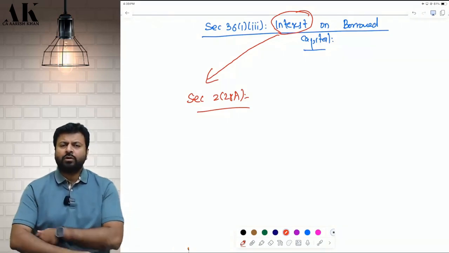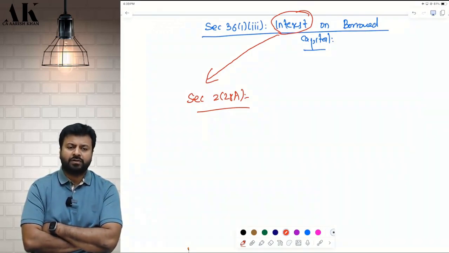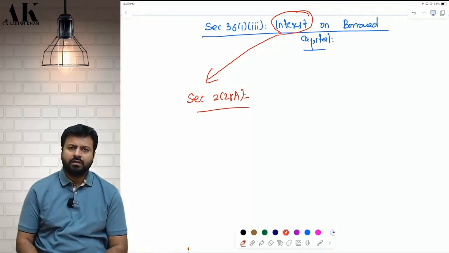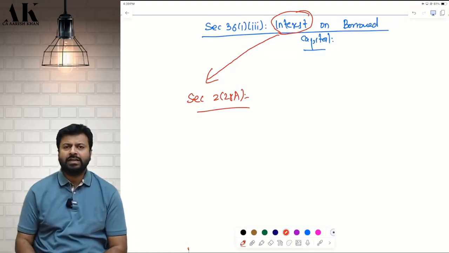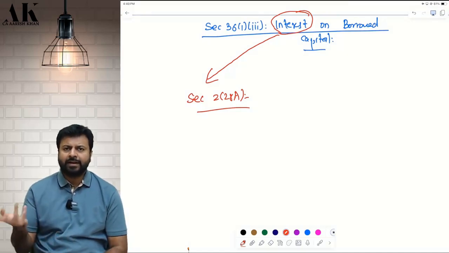Now coming back to my original discussion. The law says that the money should be borrowed and it should be used for the purpose of business and profession. Now what do I mean by use for the purpose of business and profession? I am asking you some examples. Suppose I have taken a loan and I am using that money for paying salary. Will that be allowed or not? And the answer is yes. Why not? If I am paying salary to my employees by taking a loan, it is used for the purpose of business and profession.